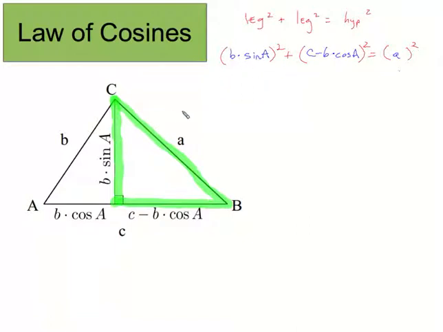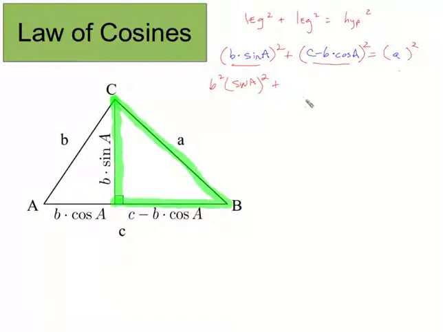Well, we need to simplify this, so let's start with B times sine of A, squared. If I'm multiplying B times sine of A times B times sine of A, well, B times B is B squared, and sine of A times sine of A is sine of A squared.